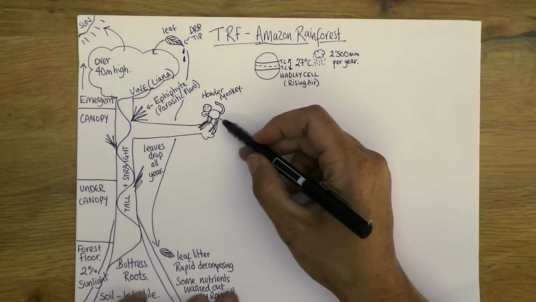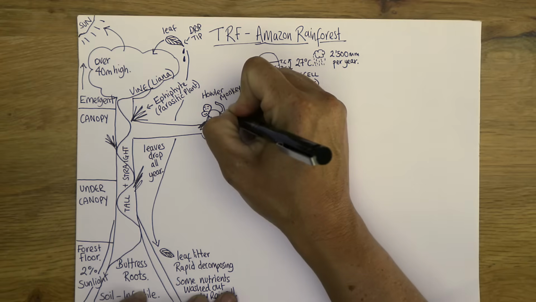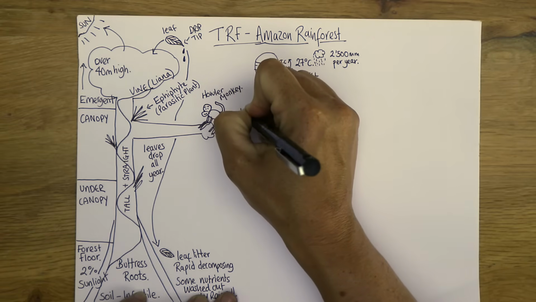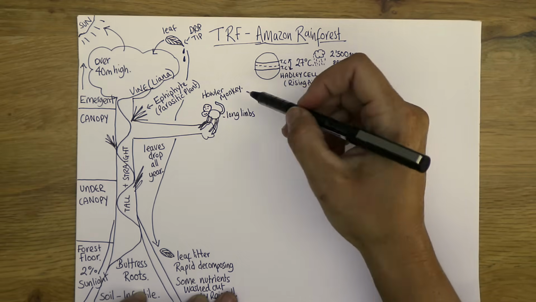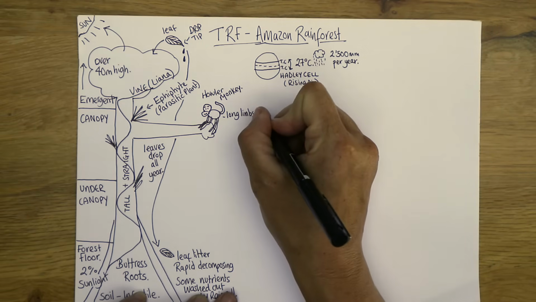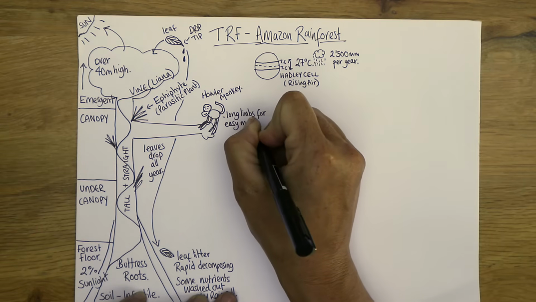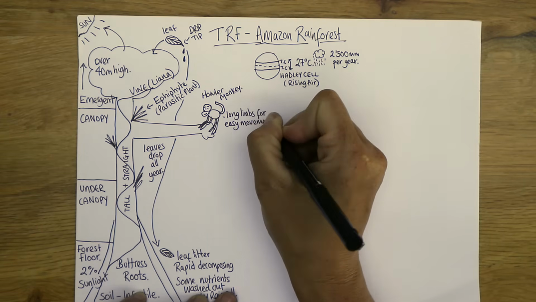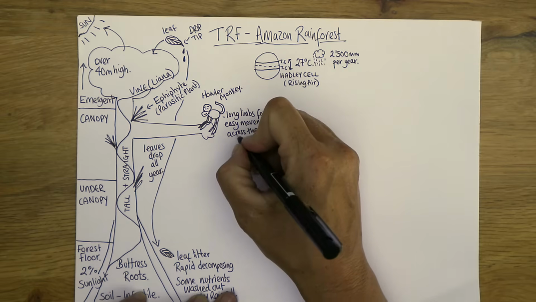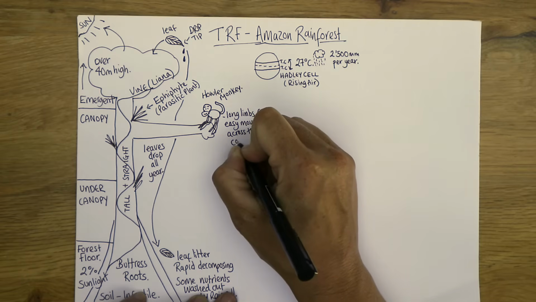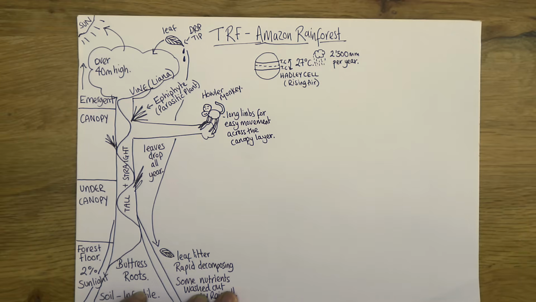And when you're thinking about him, the things you want to mention are long limbs. Okay, he's got long arms and legs. Which means that he can easily move around the forest. Long limbs for easy movement across the canopy layer. That's the main place that he exists.